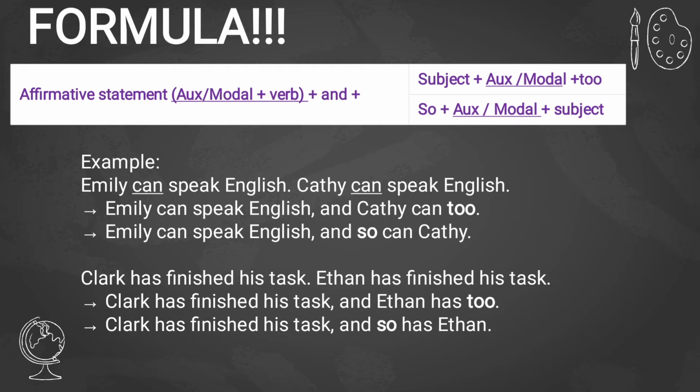And the second example is Clark has finished his task. Ethan has finished his task. These two sentences use auxiliary has and then followed by past participle or verb 3. And then if we want to make an elliptical construction, it will be Clark has finished his task and Ethan has too. Kita menggunakan auxiliary has karena di contoh kalimat yang sebelumnya Ethan diikuti dengan auxiliary has kemudian verb 3. And if you want to make an elliptical construction using so, it will be Clark has finished his task and so has Ethan.